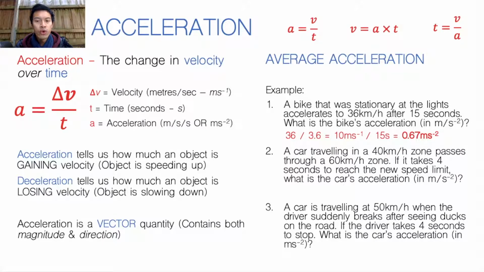Question 2: a car is traveling in a 40 kilometer zone and passes through a 60 kilometer zone. If it takes 4 seconds to reach the new speed, what is the car's acceleration? You will notice here that the object is not at rest. It was already cruising at a consistent 40 kilometers per hour, and then it changes to 60 kilometers per hour within 4 seconds. So now the change in velocity is actually 20 kilometers per hour.